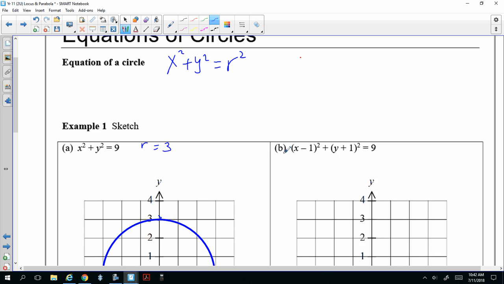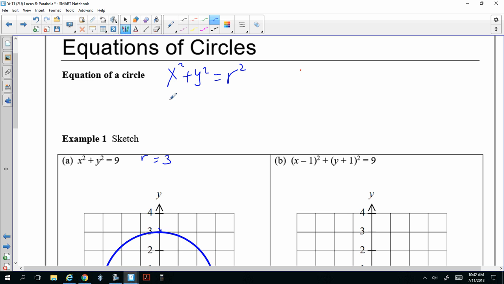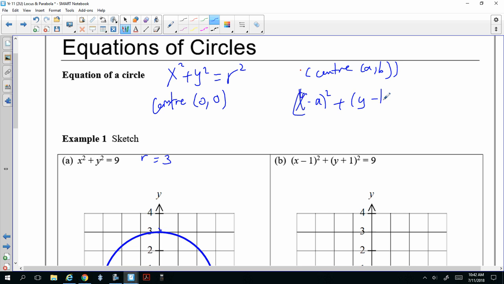Now, what if the center is not at the origin? So this is the center at the origin. And if the center is not at the origin, say the center was (a, b), then the equation will be (x minus a) squared plus (y minus b) squared equals r squared. Okay, that will be the center not at the origin.